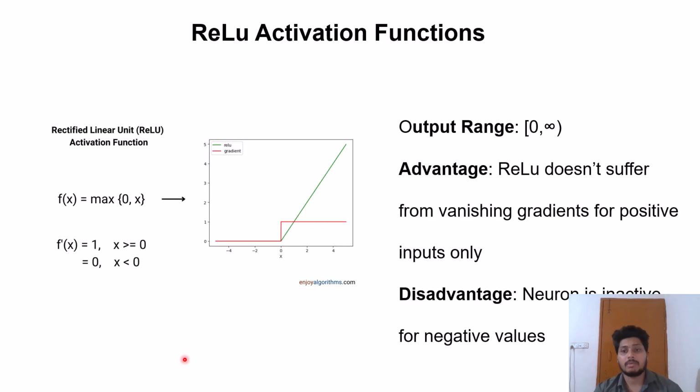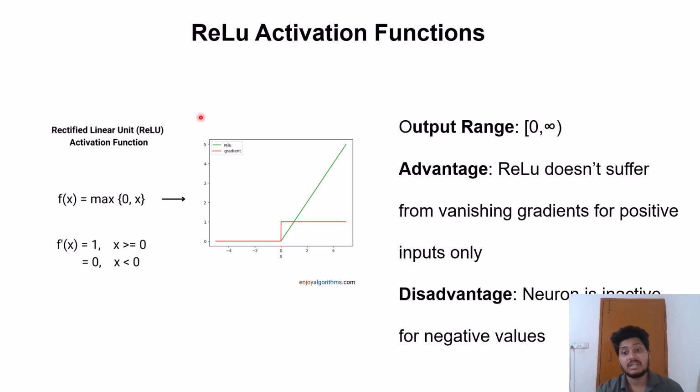Now let's talk about one of the most popular and widely used activation functions, the ReLU, which is also known as rectified linear unit. ReLU is very simple. The rule is if the input is positive, then it just outputs the input as it is. So if the input is 5, the output will be 5. If the input is 7, the output will be 7. And if the input is negative, the output is 0. So if the input is -5, the output will be 0. And if the input is -7, the output will also be 0.